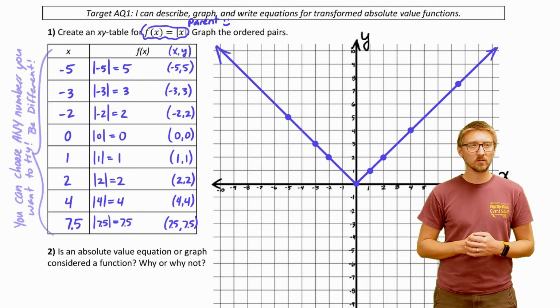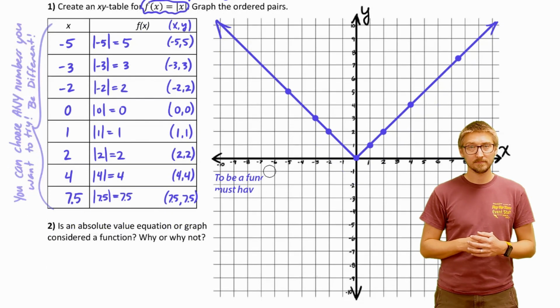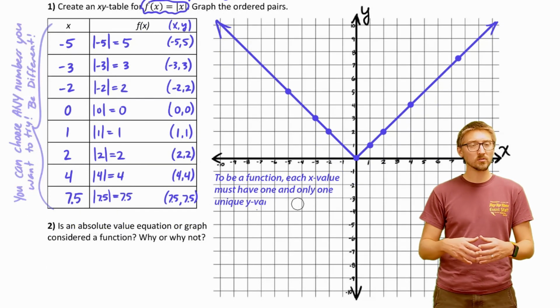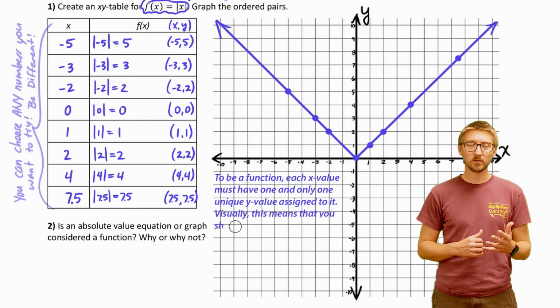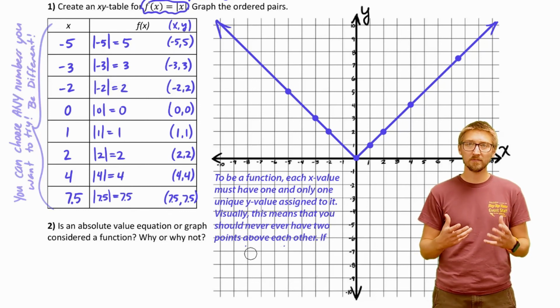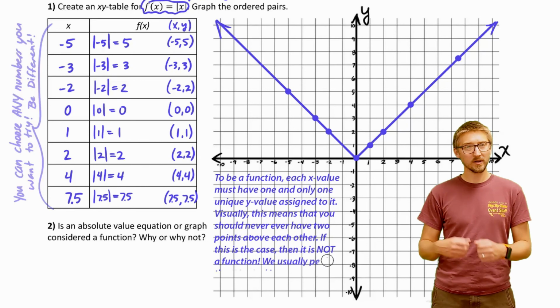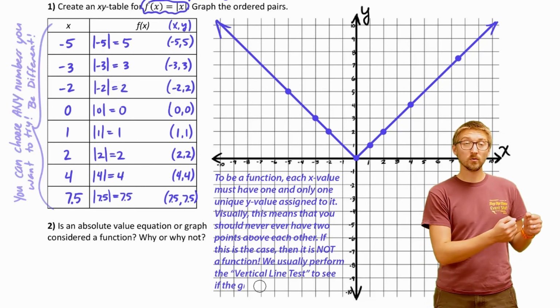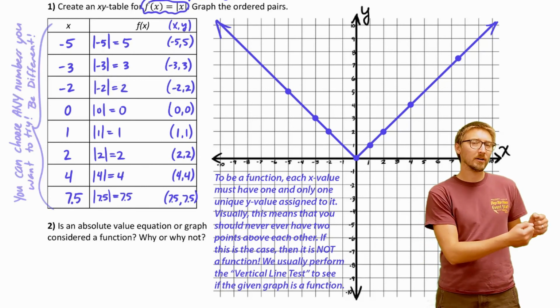So let's look at the second question. It asks, is an absolute value equation or the graph considered a function? Why or why not? Now, if you're in honors, we've already discussed what it means to be a function. But for my regular classes, a quick summary of what it means to be a function is that whenever you put an x value in, you're never going to get multiple y values out.